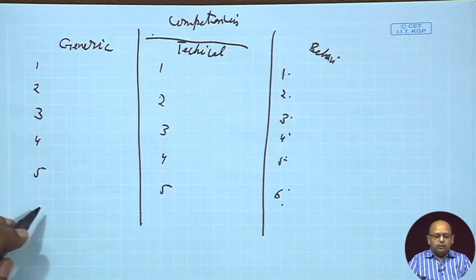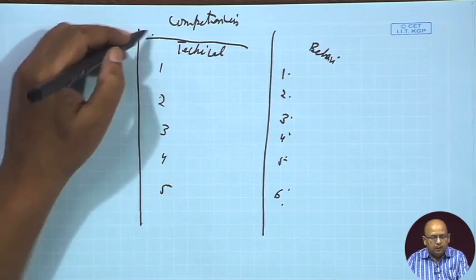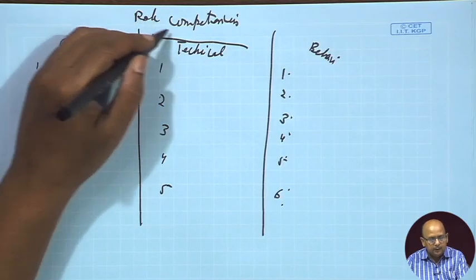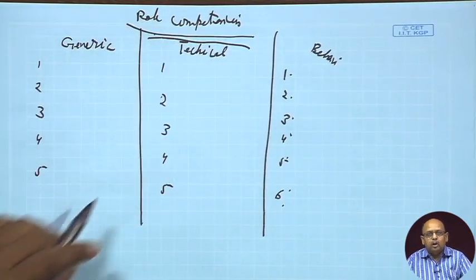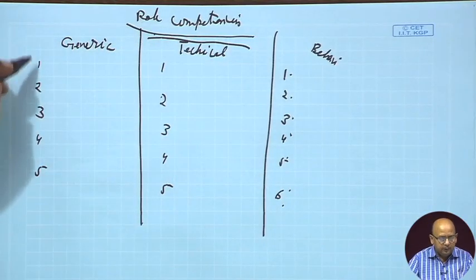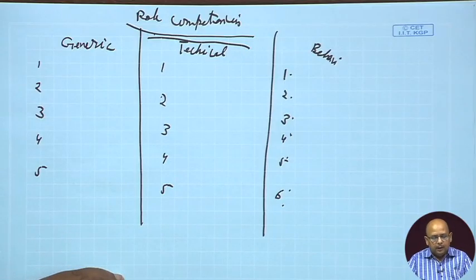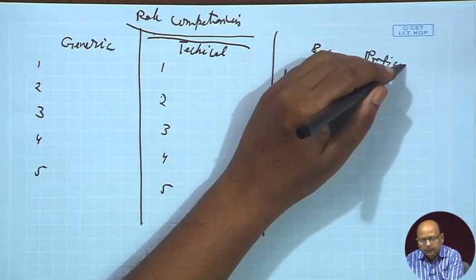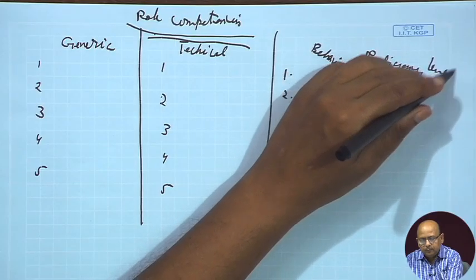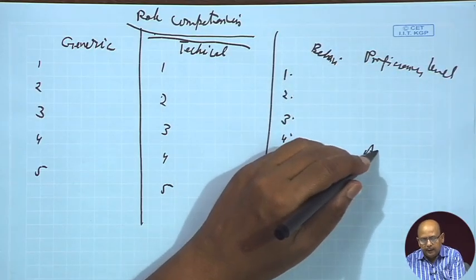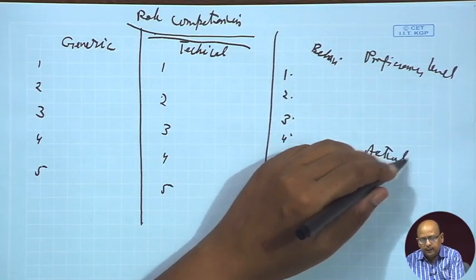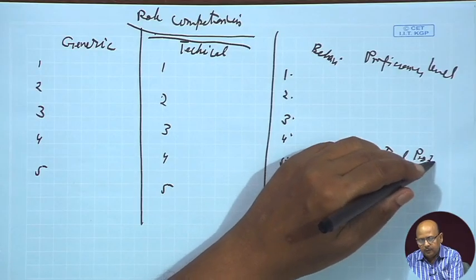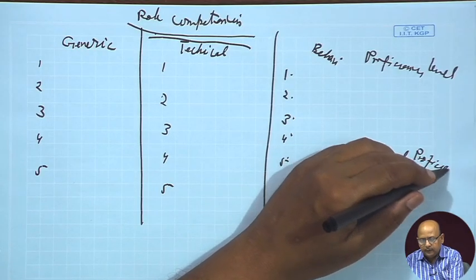So, once you have been able to identify role competencies related to a particular job, what you are going to do is see what is the proficiency level that is required and what is the actual proficiency of the person concerned whose competency is measured.